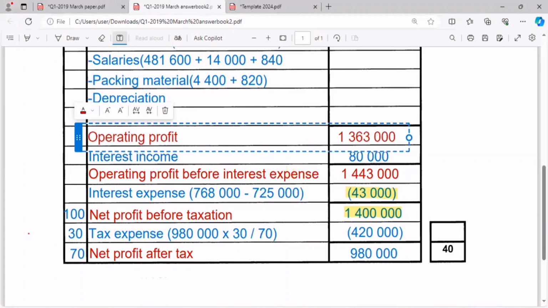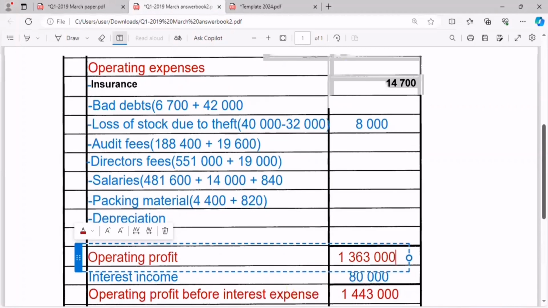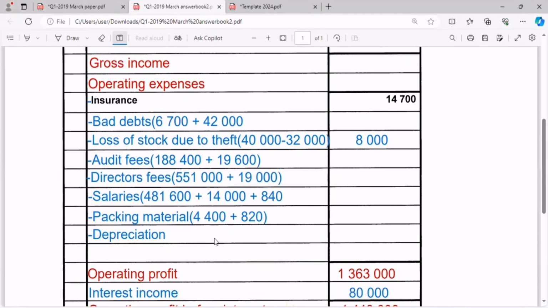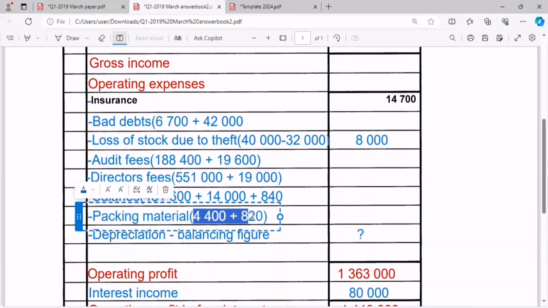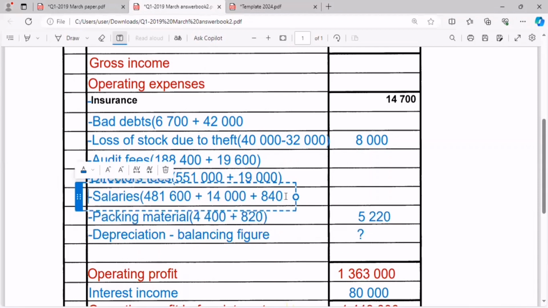So now we're going to total up our expenses. This one is not given, so there's a question mark. It means that depreciation will be calculated as the balancing figure. This is the missing figure, so we're going to calculate this as the balancing figure. For now, I will put a question mark, and then let us add up here: 4,400 plus 820. So this one will be 5,220.